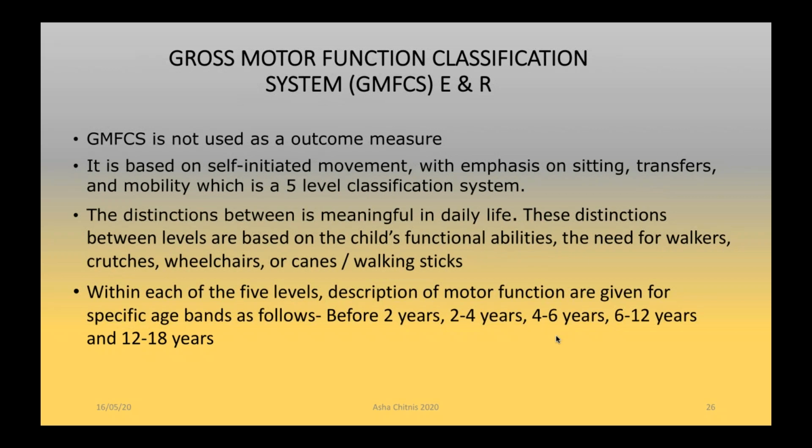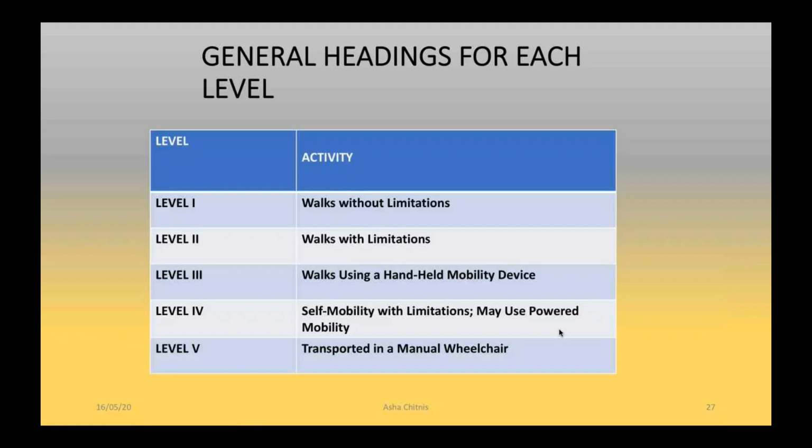If you look at it in general, level 1 is like me, there are no limitations. Level 2 is walks with limitations. That means he's going to require a crutch or some support in society. Level 3 is he's always going to be dependent on a mobility device. Today it could be a crutch, a walker, or eventually a wheelchair. And level 4 and level 5 are absolutely, totally dependent. They need to be categorized.